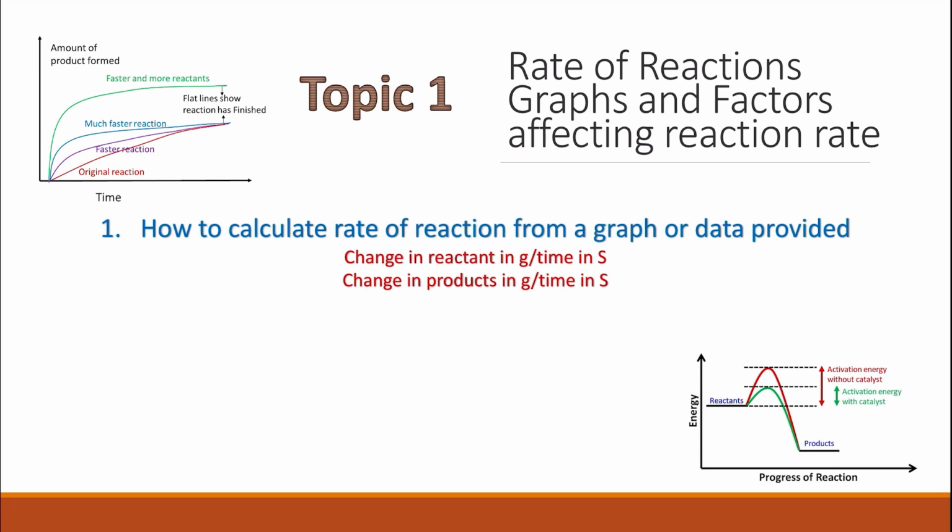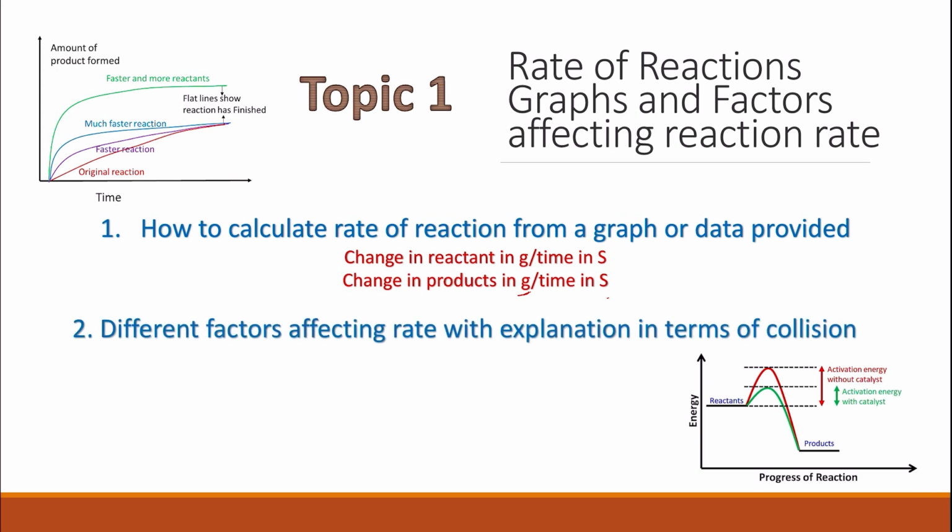Normally, they will ask you to calculate the average rate of the reaction between 2 points of time, and they will give you the change in the reactants or the change in the product. So the rate will be the change in reactants in gram over time in second, or the change in products in gram over time in second.